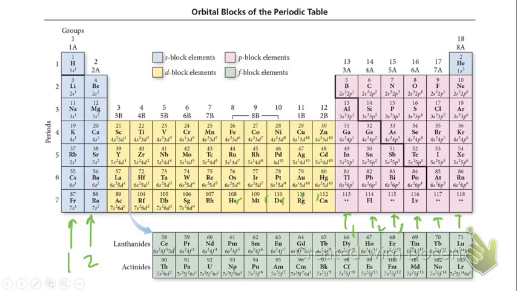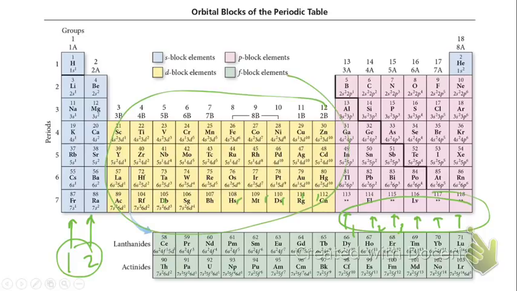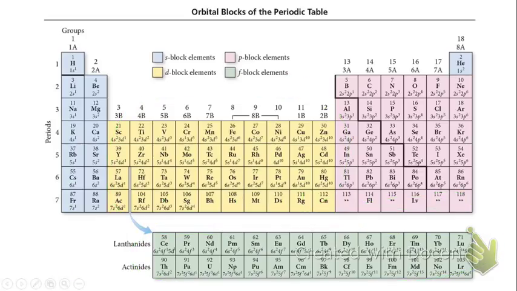2 can go in the S, 6 can go in the P, 10 can go in the D, 14 can go in the F. So everything is right here. And so let's look to see how we can easily do this.